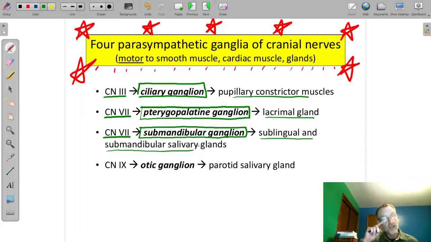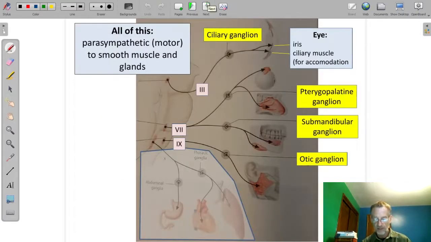So again, this is parasympathetic. We're going to either smooth muscle, cardiac muscle, not shown here, or glands. And the last one is the glossopharyngeal nerve, which carries parasympathetic fibers to the otic ganglion, by the ear, for otic, and that innervates the parotid salivary gland. So those are the four. Let's take a look at an illustration of those.